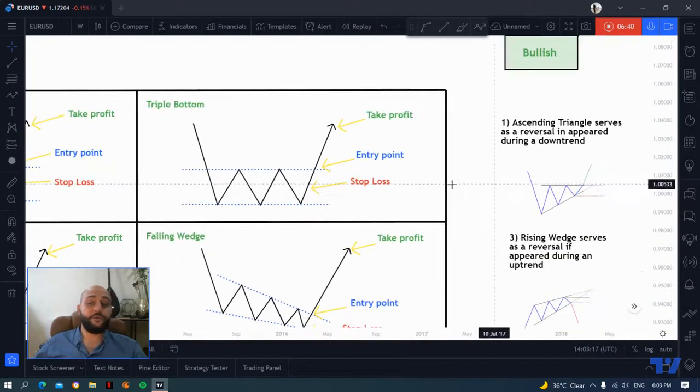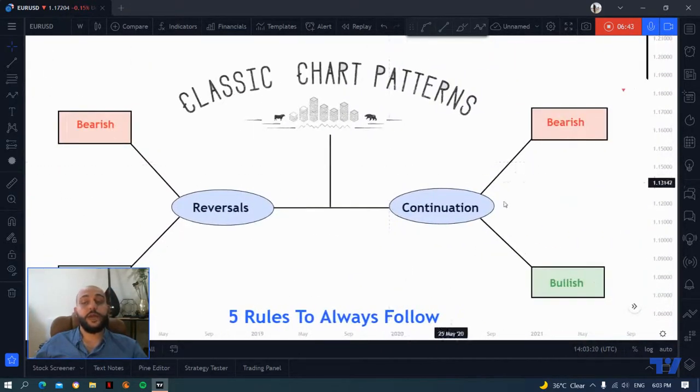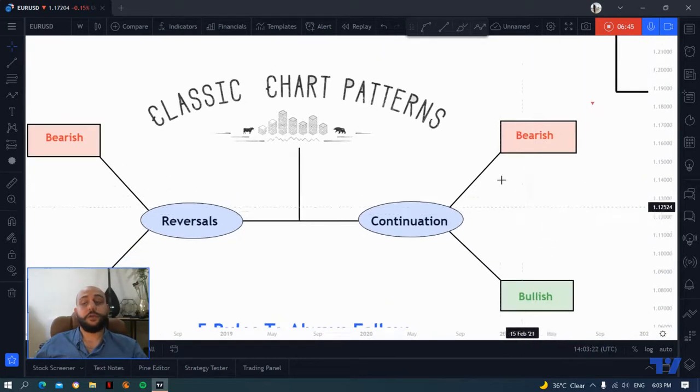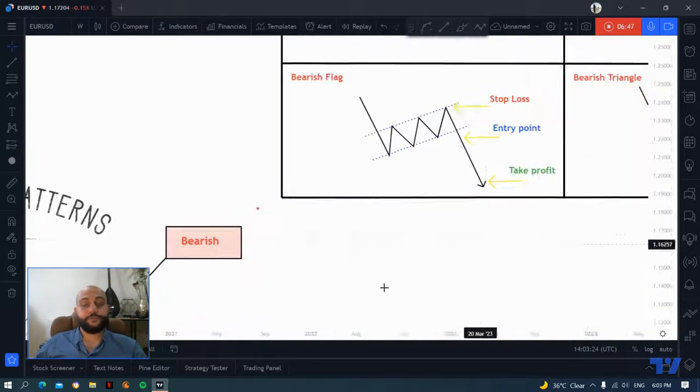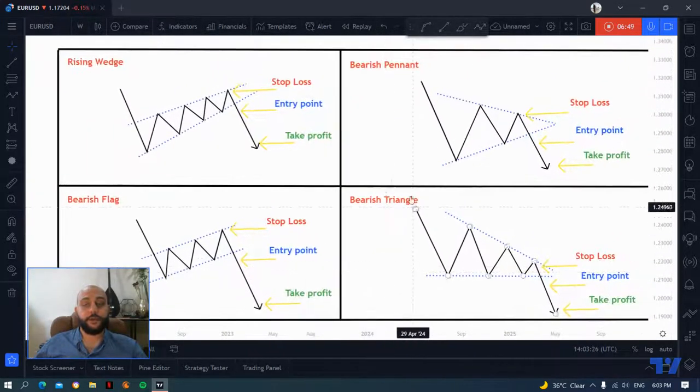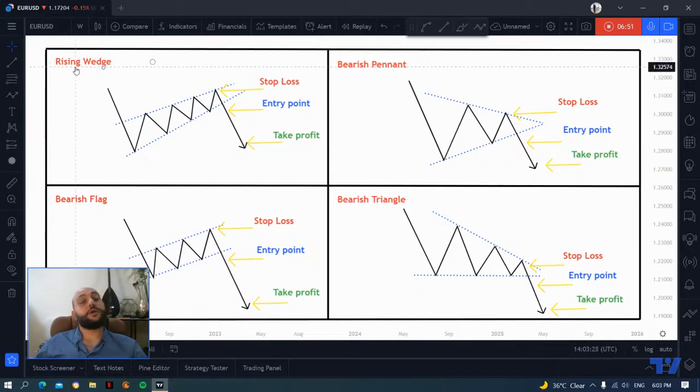And that's all the reversal patterns. That's all you need to know about them. Now let's talk about the continuation patterns. So we have bearish and bullish. We're going to start with the bearish. So the first one is called rising wedge.